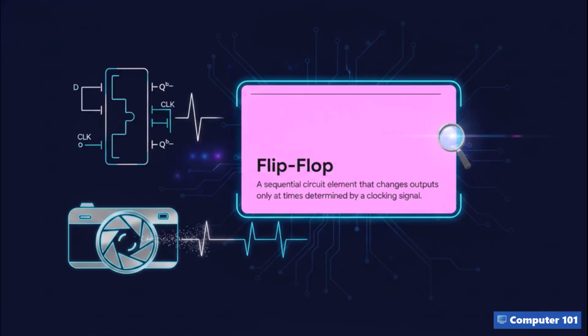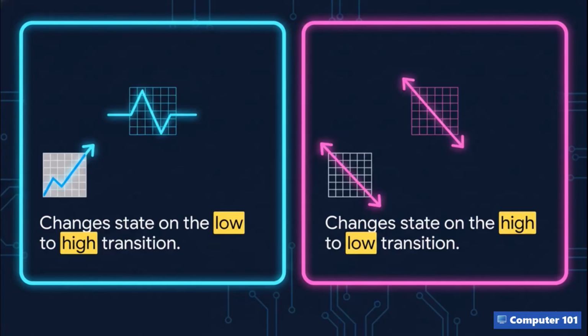I always like to think of a flip-flop like a digital camera shutter. It honestly doesn't matter what's happening in front of the lens the rest of the time. It's only going to sample that data input exactly when the clock signal tells it to snap the picture. But how does that shutter know exactly when to snap?